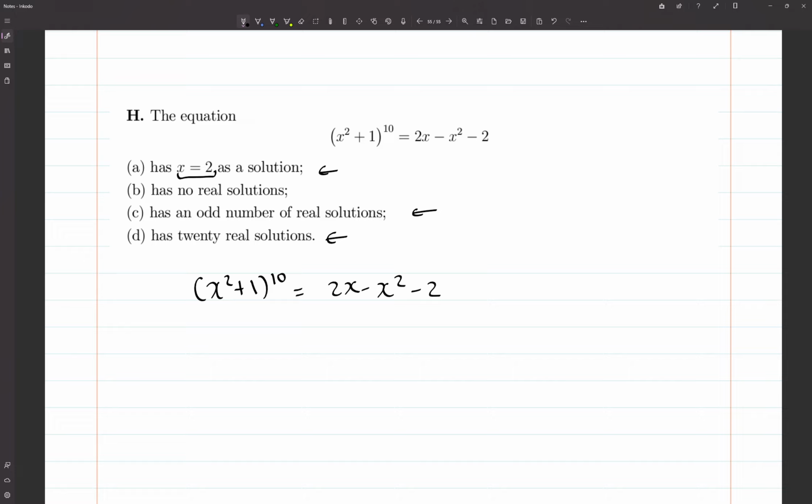If it has x equals 2 as a solution, both sides should be equal. So if we're saying, okay, 2 squared plus 1 to the power 10, that is 5 to the power 10, on my left hand side. My right hand side will be 2 times 2 minus 2 squared minus 2, and that is obviously not going to be equal to 5 to the 10, right? So instantly, we've already eliminated A, right?